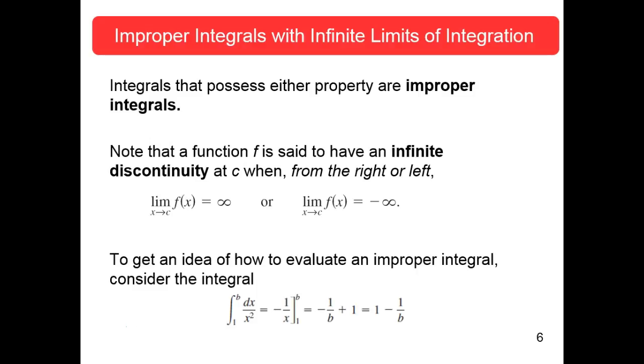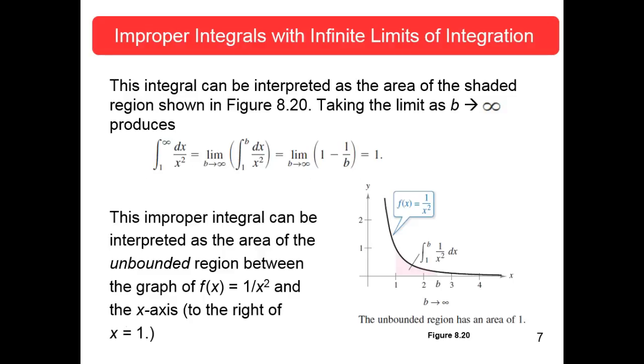Now, obviously, b can't be 0. You can't do that. But what if b was approaching infinity? Whatever that means. Well, 1 over b would be 0. So your answer here would just be 1. Okay? So it looks like you would be able to do that if b was approaching infinity, okay?